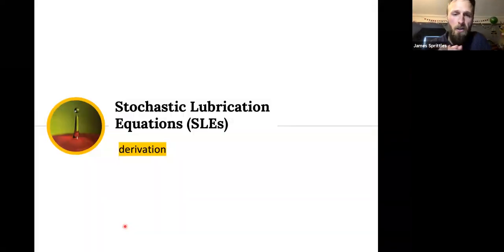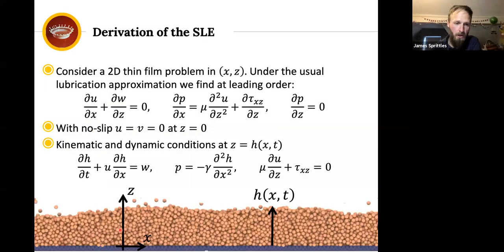Okay, so what we're going to look at is stochastic lubrication equations. So we're going to simplify matters even further by thinking about a long, thin film and the simplifications that can come with that. So we have a 2D thin film problem, and I just write down the full problem formulation here. We use asymptotics in the usual way you would for the thin film equation.